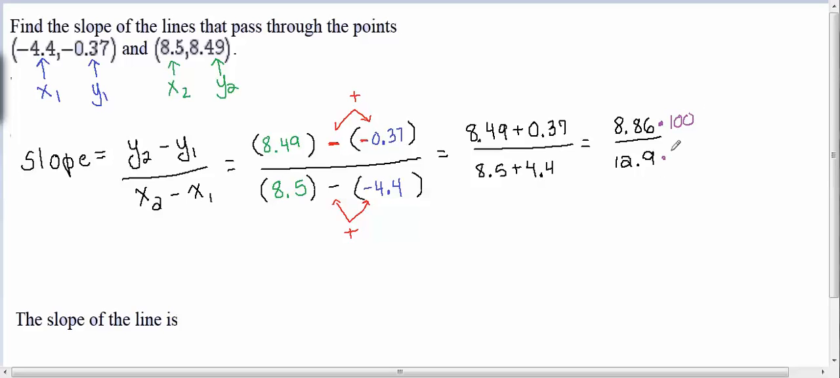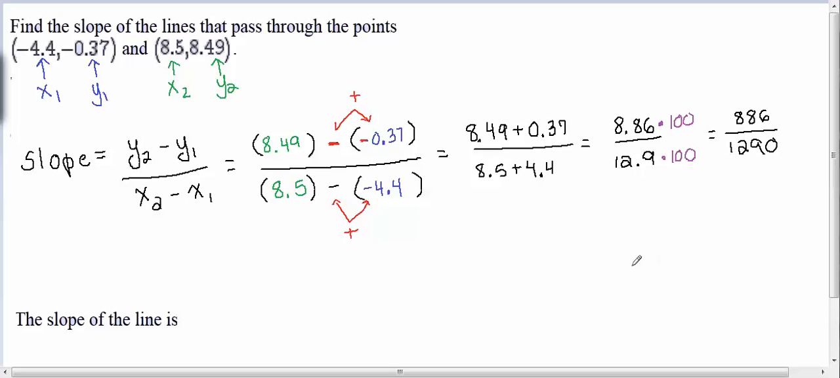Showing my work there, I'm multiplying the top and the bottom by 100. So the value of the fraction will remain unchanged, but we won't have to look at those decimals anymore. So 8.86 times 100 gives me 886. Feel free to do that on your calculator to check. And 12.9 times 100 gives me 1,290. So my fraction's looking a little bit better there.